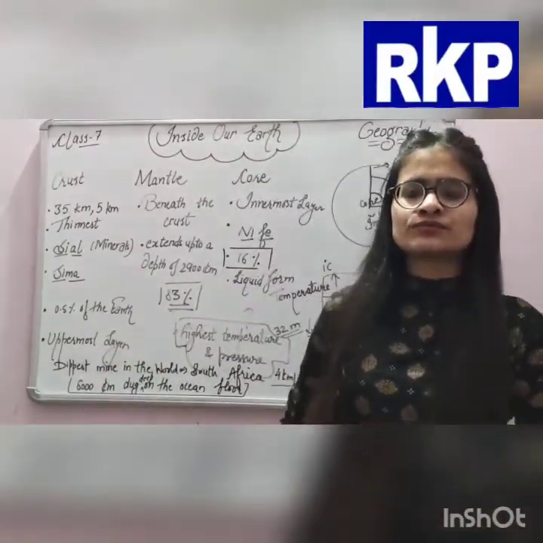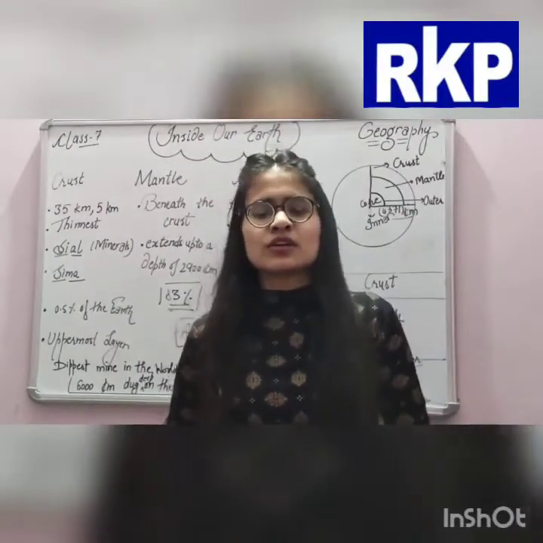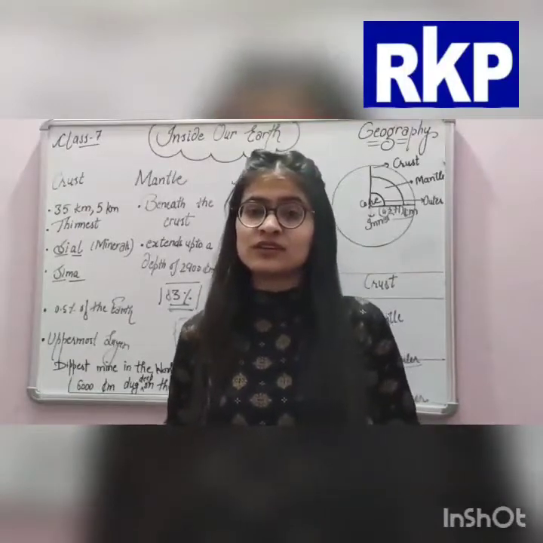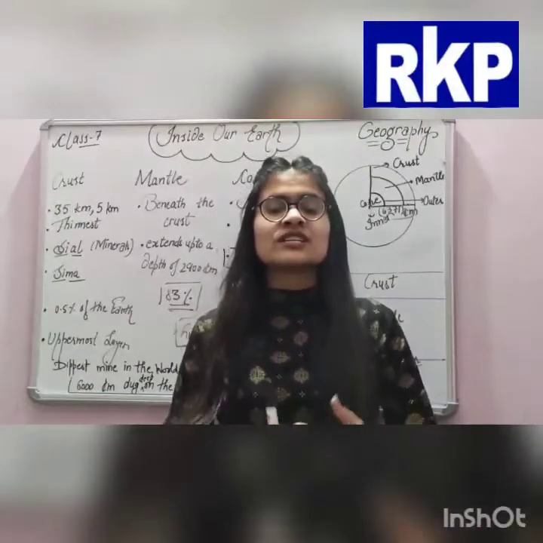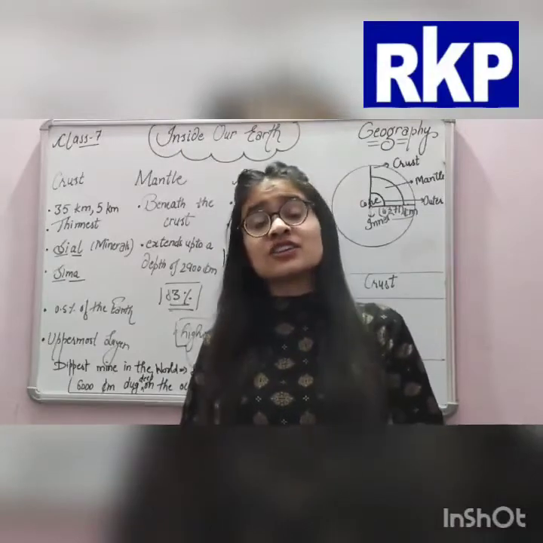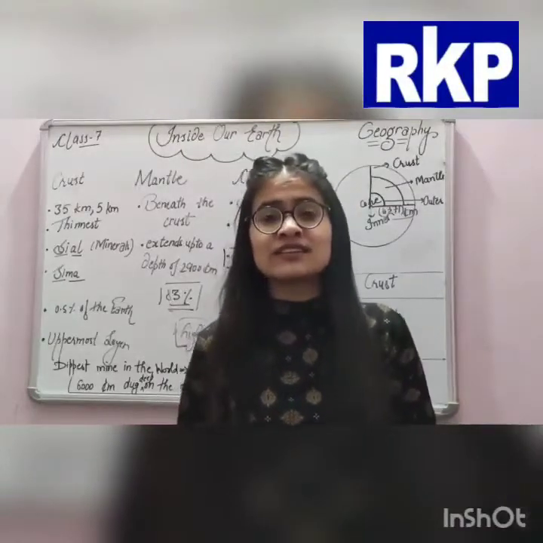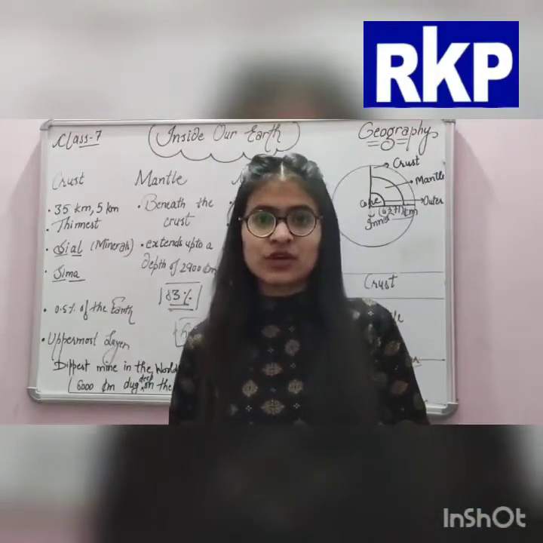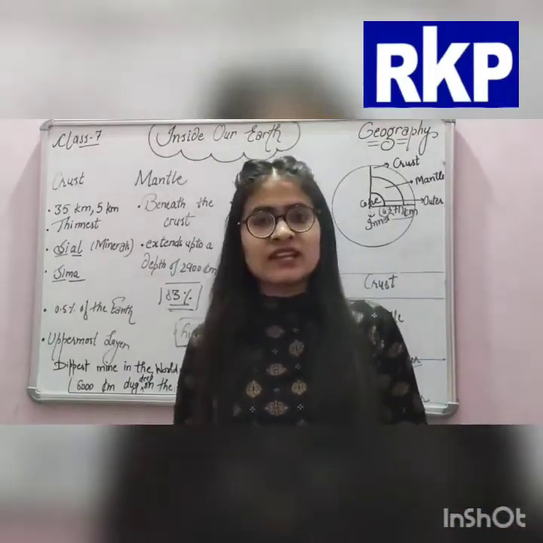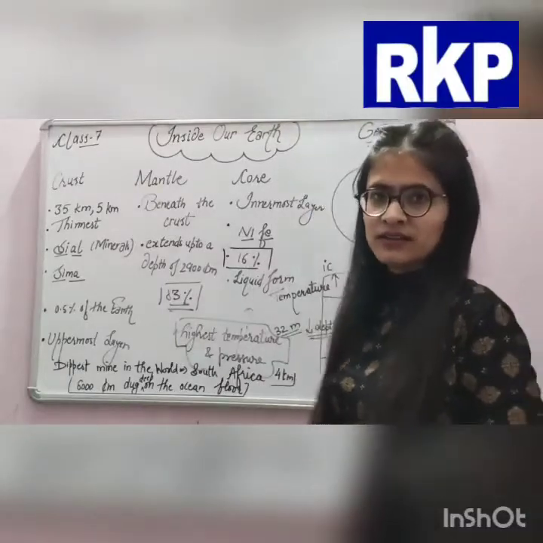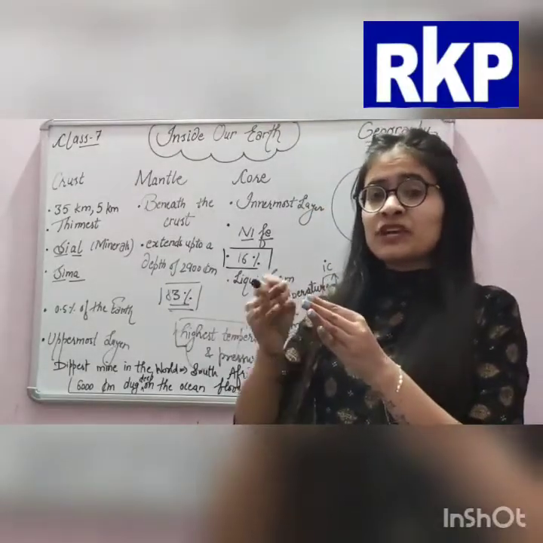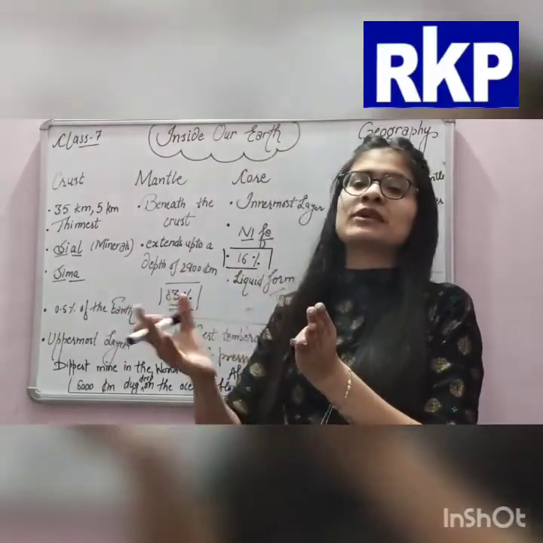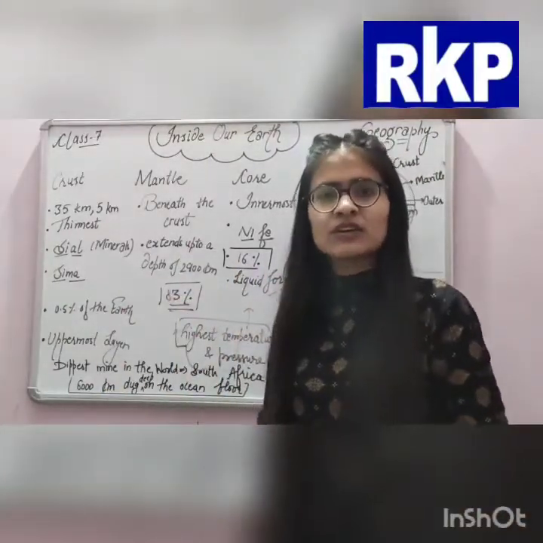Do you know what lies in the interior of the earth? Just like an onion, our earth is also made up of layers, one inside another. Our earth is made up of layers like an onion. Like an onion, we can peel it, and its next layer we can peel again. We can peel so many layers of the onion.